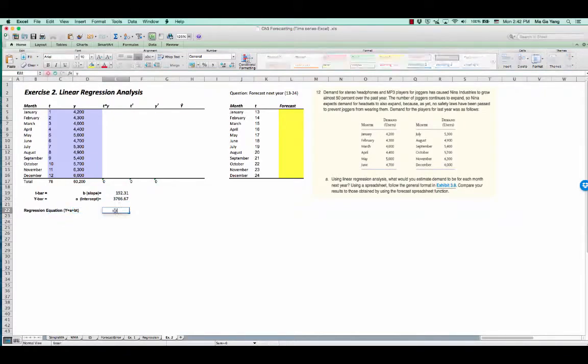Then your linear regression equation is y equals 3766.67 plus 192.31 times t. This is your regression equation.